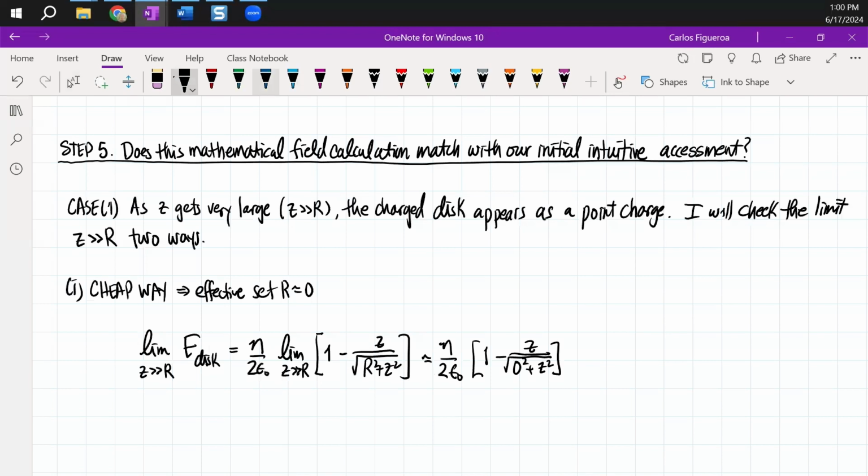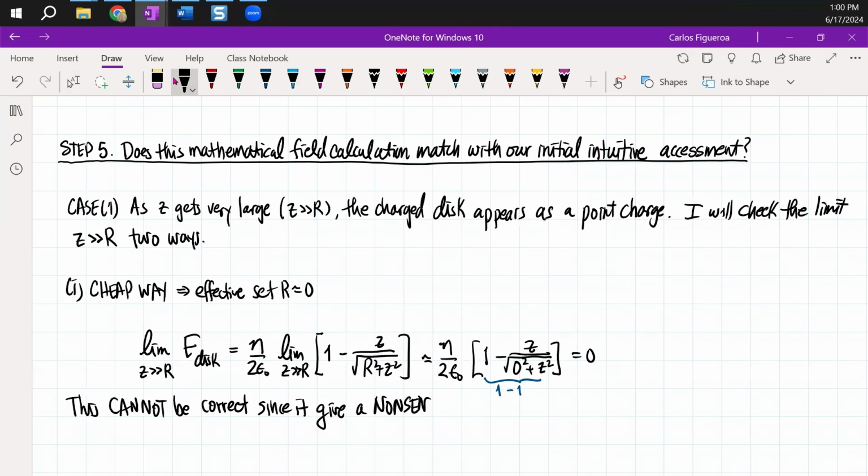And you can see right here, what am I going to get? I'm going to get 1 minus 1, which is 0. This cannot be correct, since it gives a nonsensical answer.